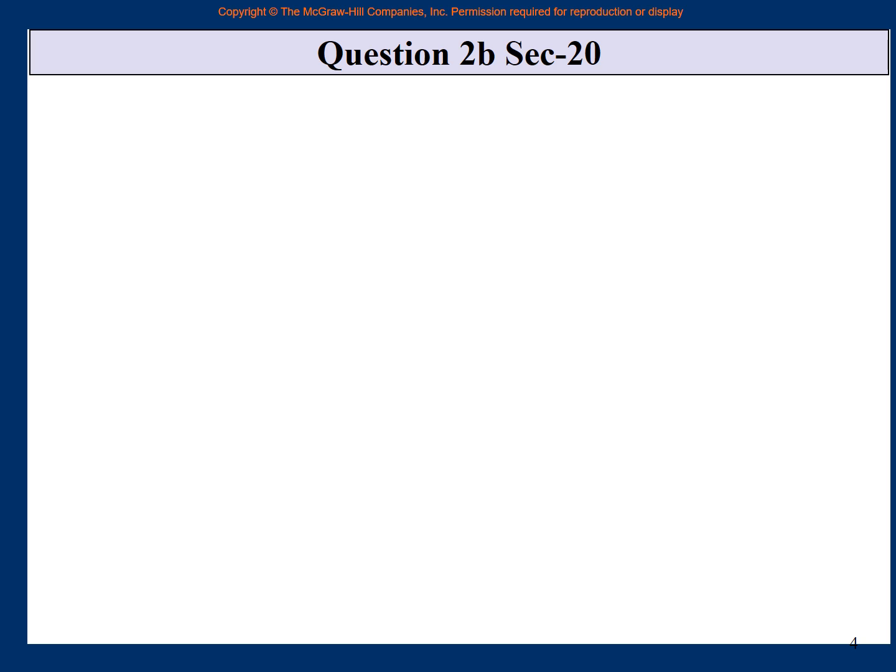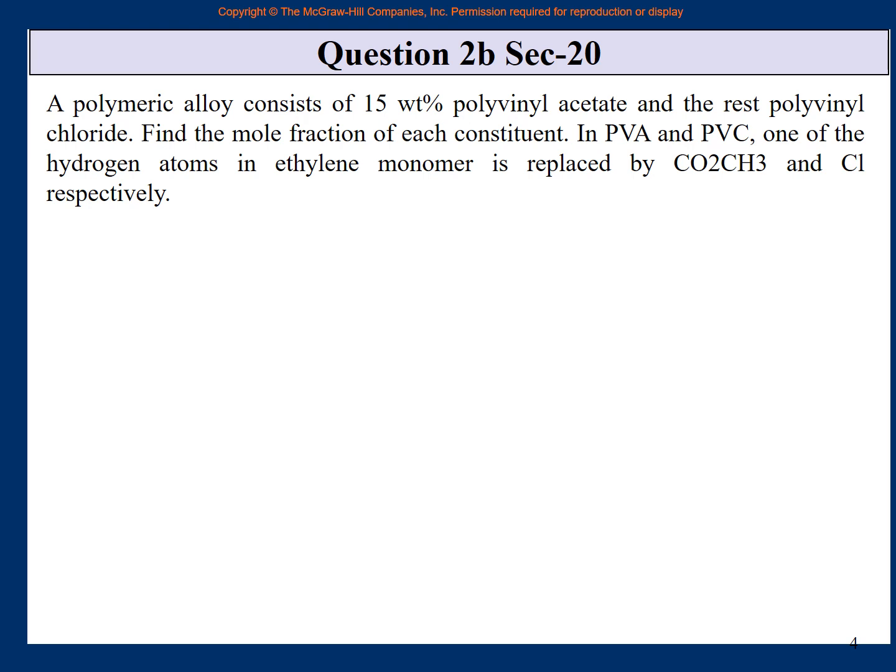So this is question 2B of this quiz for section 20. The question is: a polymeric alloy consists of 15 weight % polyvinyl acetate and the rest polyvinyl chloride. Find the mole fraction of each constituent. So the question is finished here. This is given just to help you out. Otherwise, you should know it.